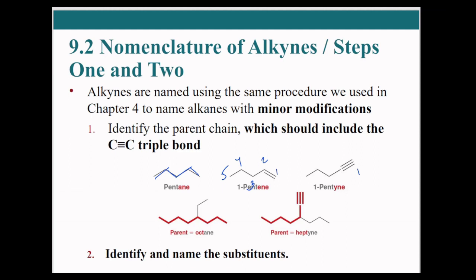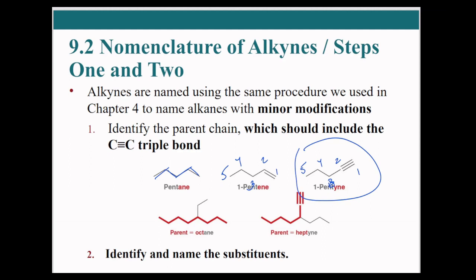So we can number this molecule here on the right as 1, 2, 3, 4, 5. So this would be 1-pentyne. So we use the -yne functional group in order to name this molecule. Okay, this would be 1-pentyne because the triple bond is at the first carbon.